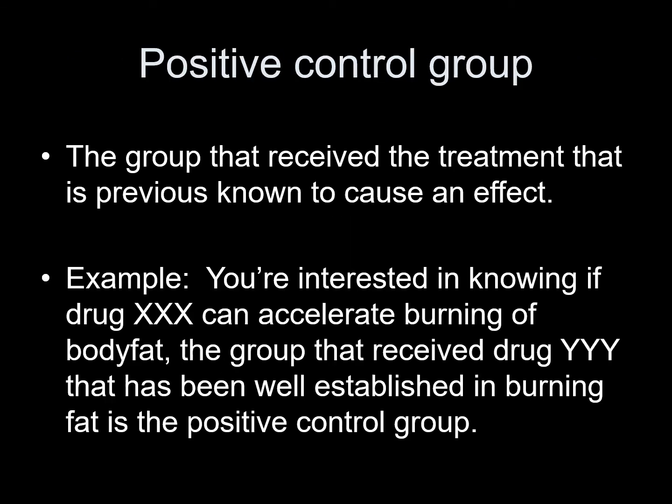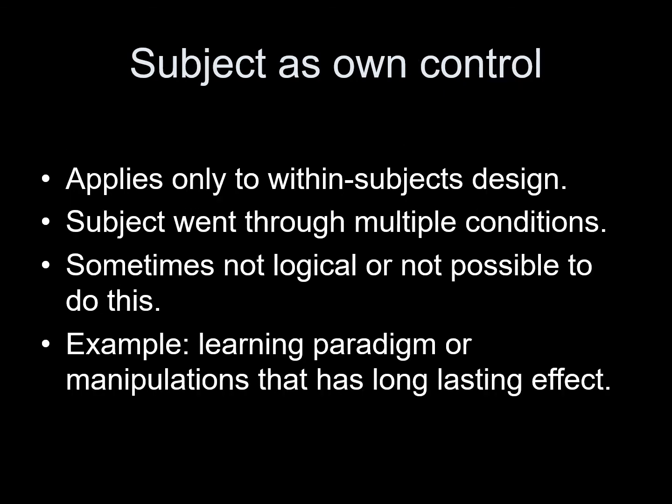Okay, so now the positive control group, as we said before, this is the group that received the treatment that is previously known to cause an effect. Okay, now you can also have the subject as their own control. So this really only applies to within subject design, or you might also know it as the repeated measures design. So this is essentially when one subject goes through many, many phases, okay, many levels of the experiment. Okay, so now sometimes it's not logical, or it's not possible to do this.